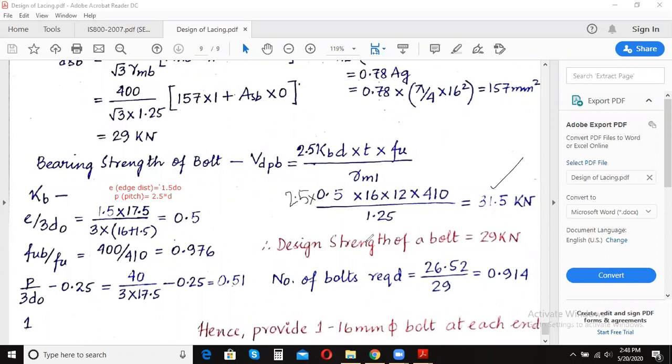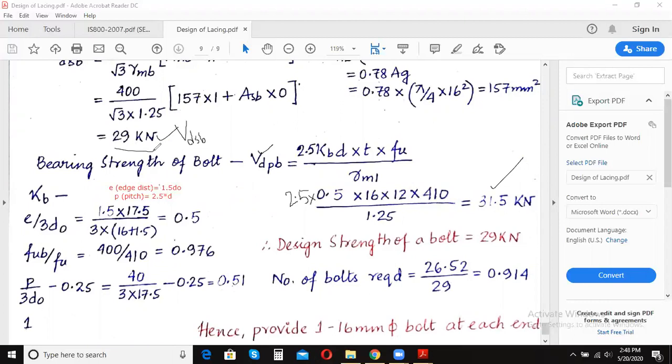Now, again, for the bolt, the design strength will be the minimum among these 2 values, that is VDPB and VDSB. This is VDSB. So which is the minimum value? The design strength of bolt is taken as 29 kilonewton. Clear?